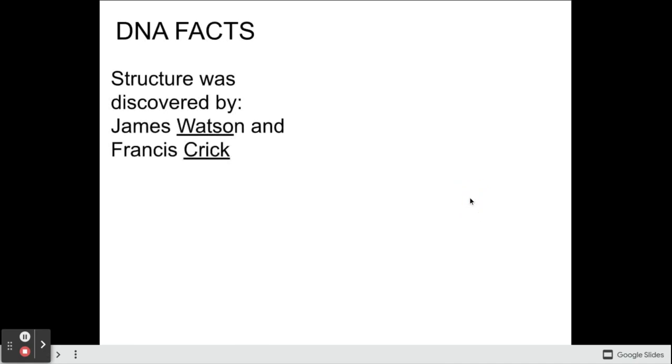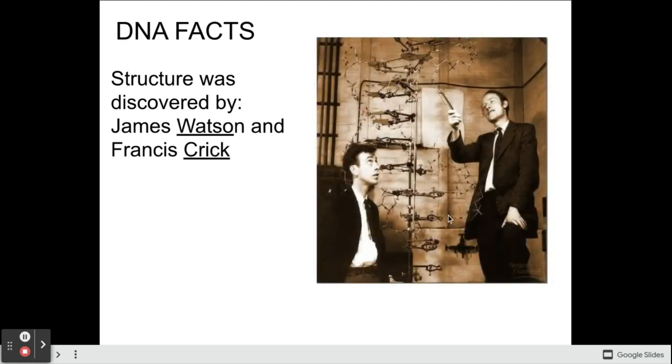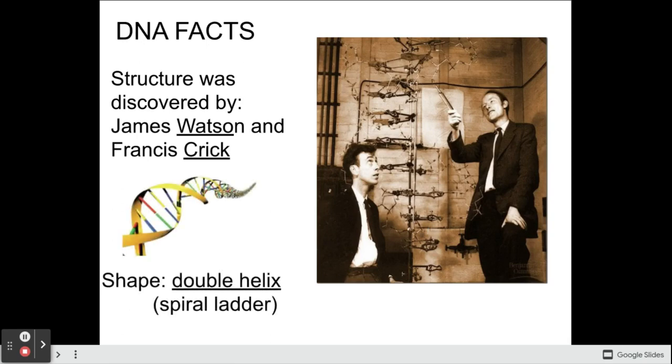Some facts about DNA. DNA was first discovered, or the structure was first suggested by two people named James Watson and Francis Crick. So Watson and Crick provided the world the first model of what DNA looked like, and there it is right there. Here's James Watson, and here's Francis Crick, and here's the first model that they built. The shape is typically called a double helix, and it's also known as a spiral ladder.